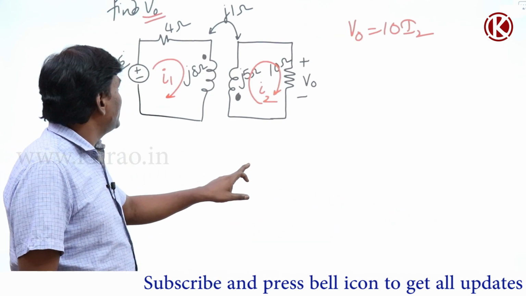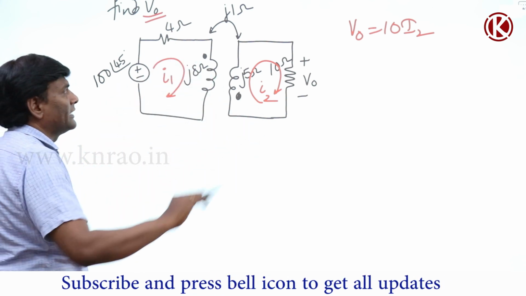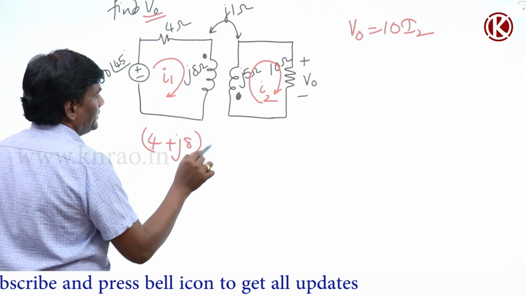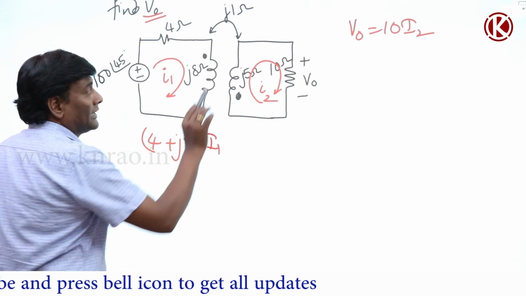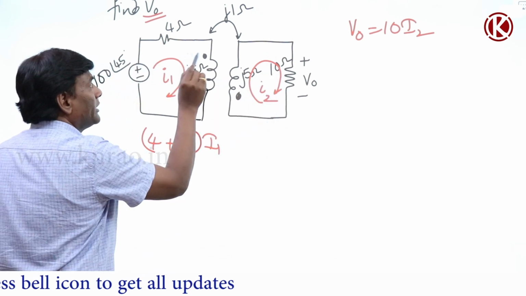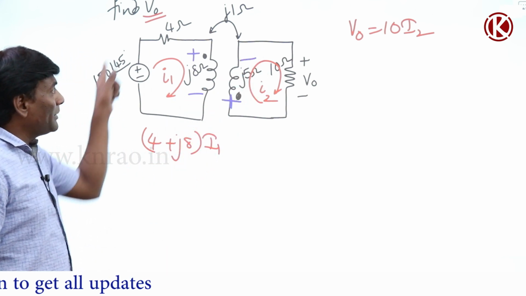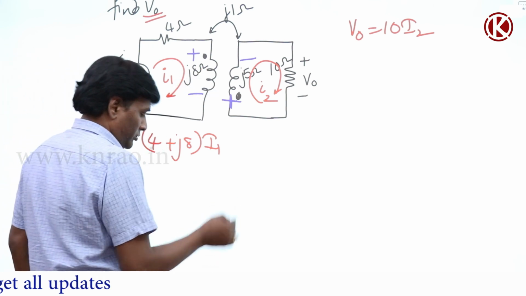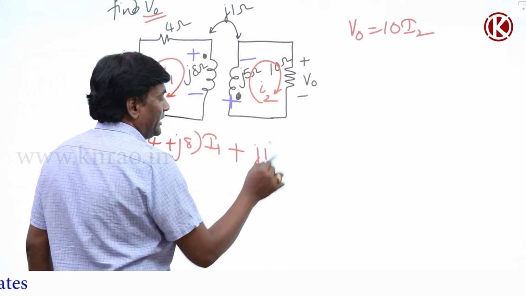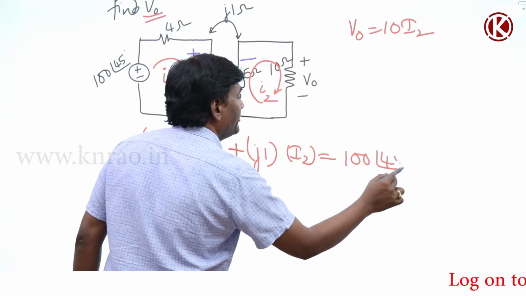If I write the equations here, minus 100 at an angle 45, if I send it to the other side, 100 at an angle 45. So 4 plus J8 into I1, current is entering into the dot, so this dot is going to be positive. In applying KVL, I touch plus first. So this is going to be plus, minus J1 into I2 equal to 100 at an angle 45.